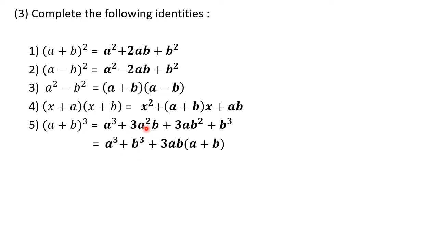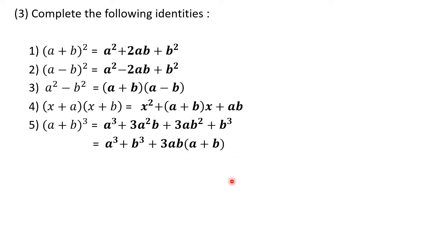And from the middle two terms, plus 3ab is taken out common. When we take it out common, here only a is left and here only b is left, and in between the plus sign is there. So this is the other form of this expansion: a cube plus b cube plus 3ab inside the bracket a plus b.